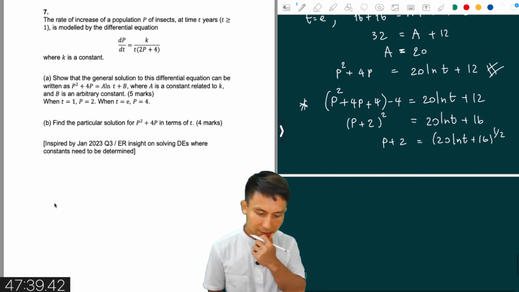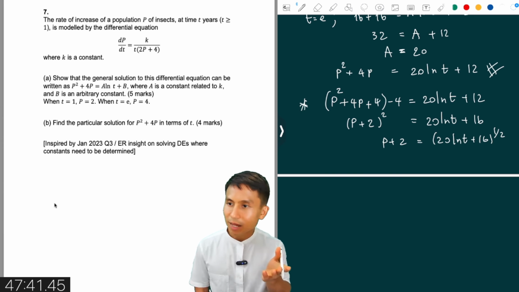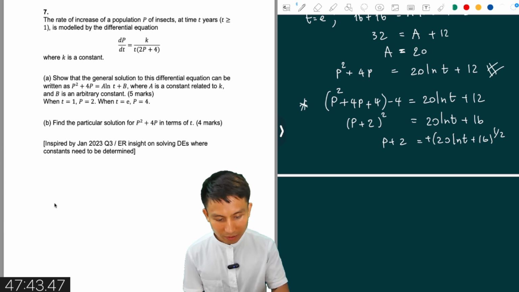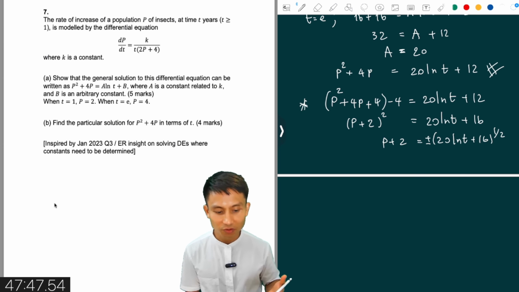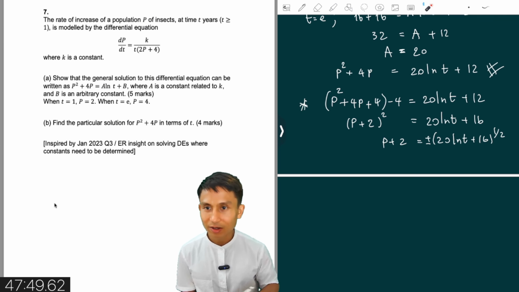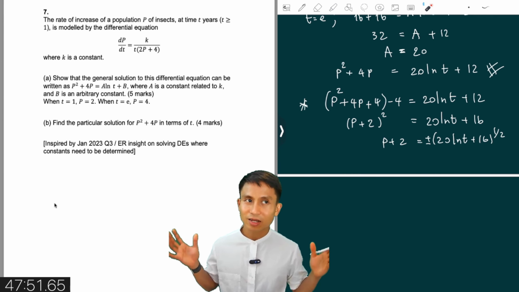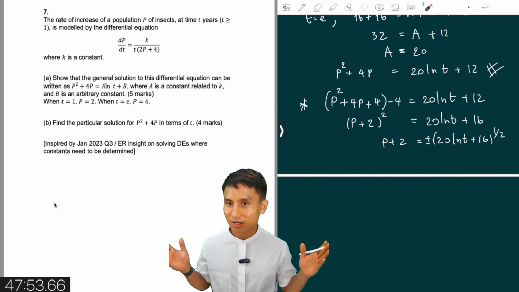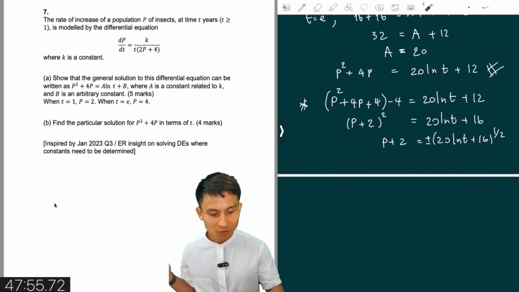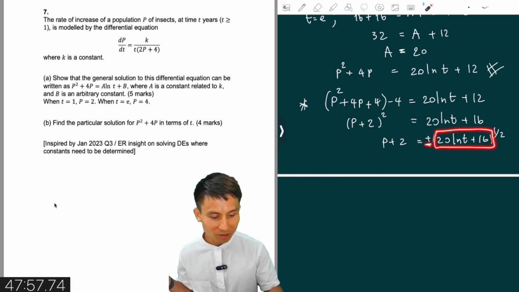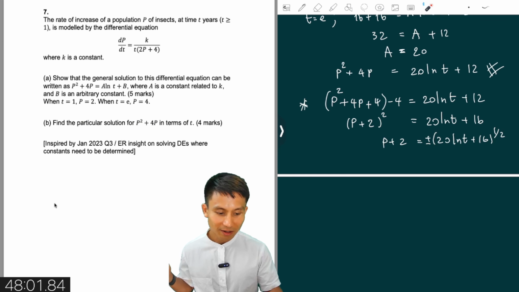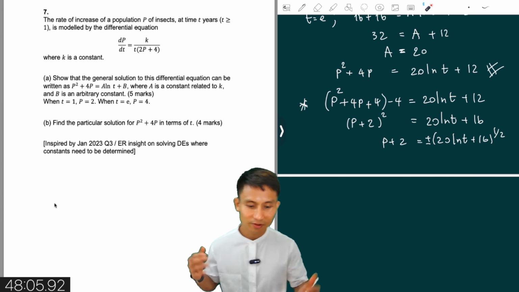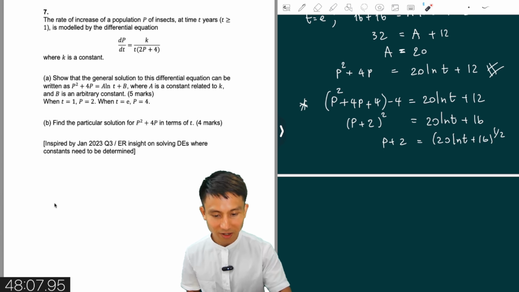And you can't put a minus here because some of you might wonder, is it possible to get plus or minus when you square root both sides? Well, in this case, think about it. Population of insects cannot be 0, cannot be less than 0. If you put a minus here, this term is always positive anyway because it's a square root, so you can't have negative. So I'm just not going to put negative there.